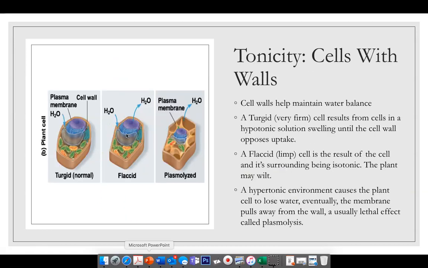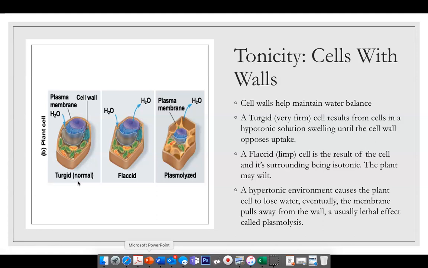Now, cells with cell walls react differently to the flow of water and use that cell wall for osmoregulation. Cells with cell walls are going to be some types of protists, your plant cells, your fungus cells, and your bacteria or your prokaryotic cells. In this situation, a cell with a cell wall, the best situation is going to be one where it is in a hypotonic solution, because this is going to create a turgid environment by increasing turgor pressure.